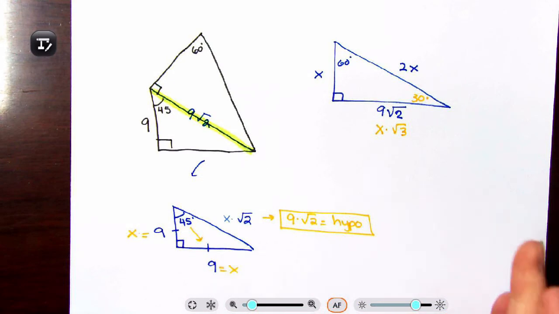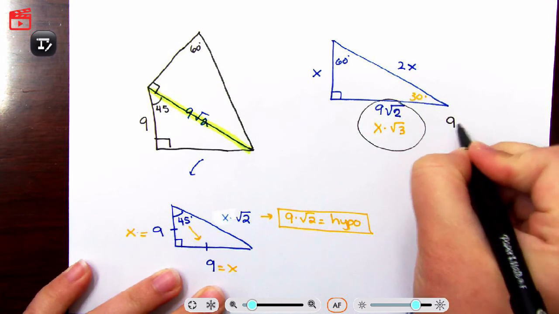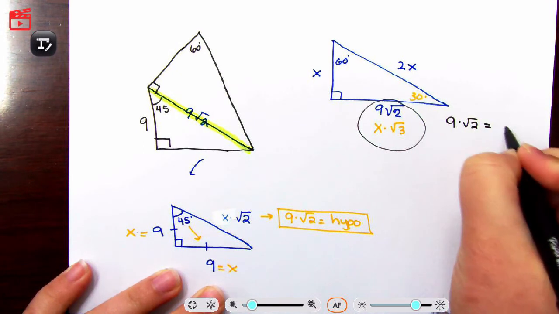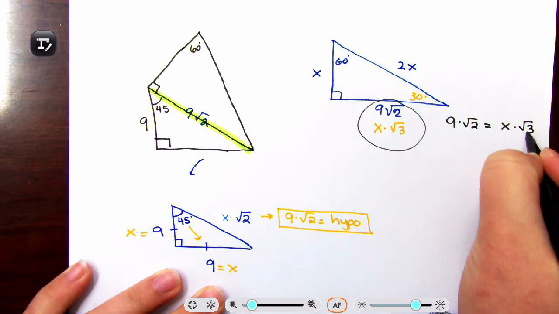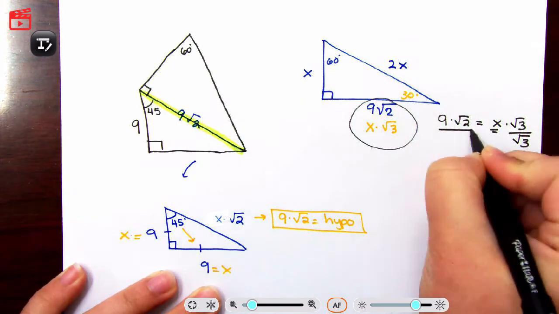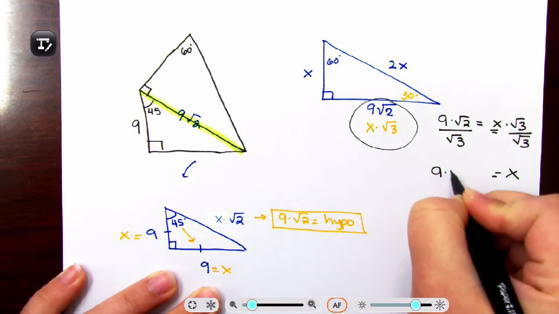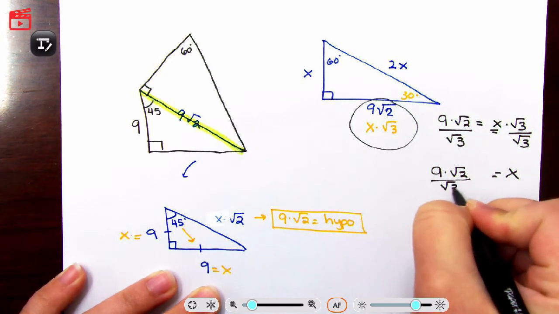Now I have a 9 root 2, so that doesn't necessarily help us, and that's okay. So we're going to set up the equation now. We have 9 times the square root of 2 is equal to x times the square root of 3. We want to solve for x, so we're going to divide both sides by the square root of 3. X is then equal to 9 times the square root of 2 divided by the square root of 3.